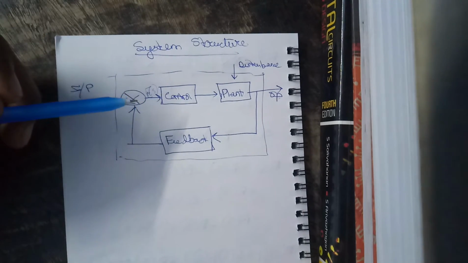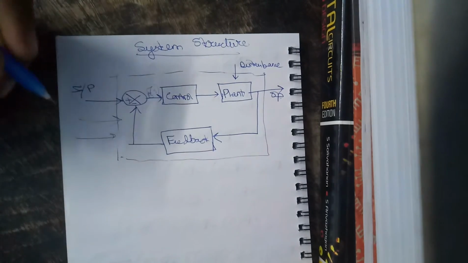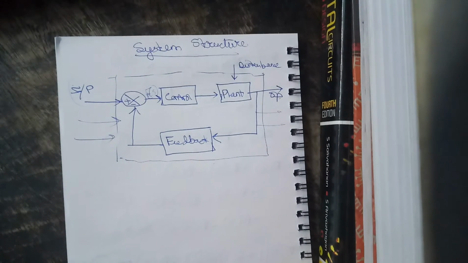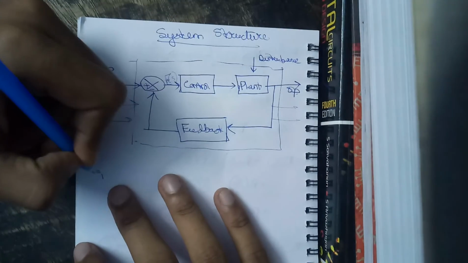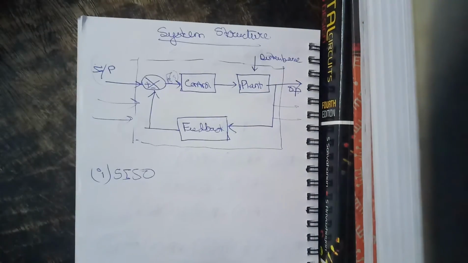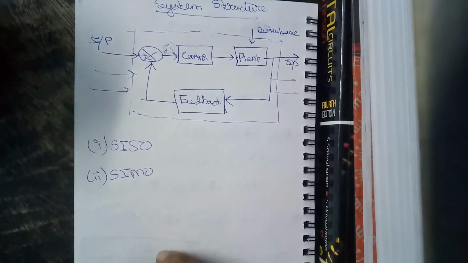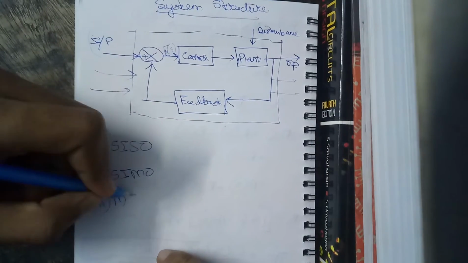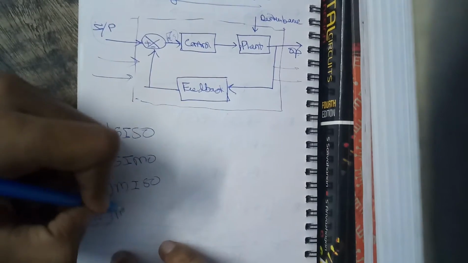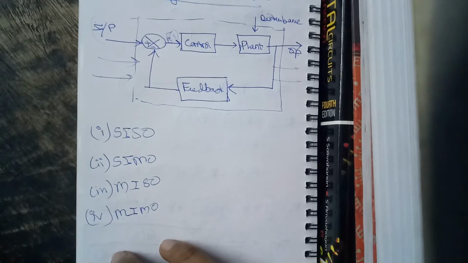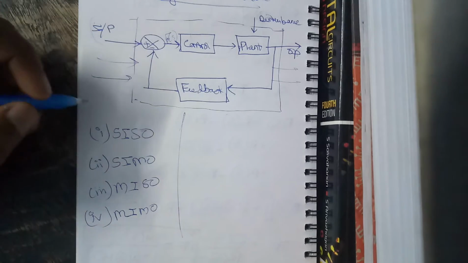As we can see, a system can have one input or multiple inputs, and it can have one output or multiple outputs. Based on this, systems may be classified into four types: SISO system, single input single output system; SIMO system, single input multiple output system; MISO system, multiple input single output system; or MIMO system, multiple input multiple output system. So these are how a system can be classified based on inputs and outputs.